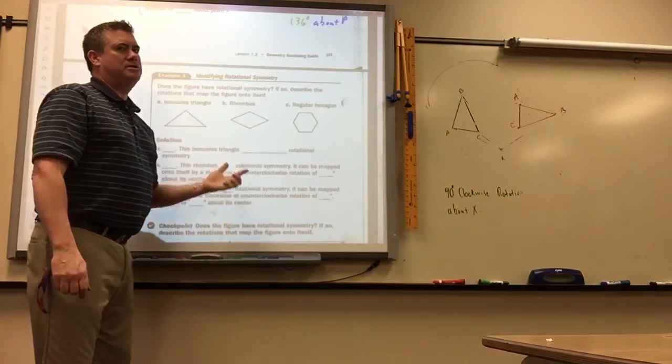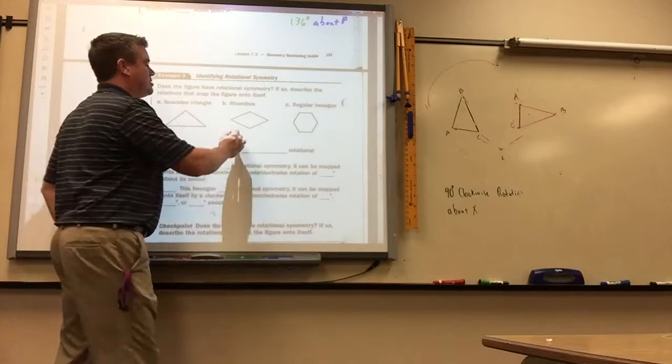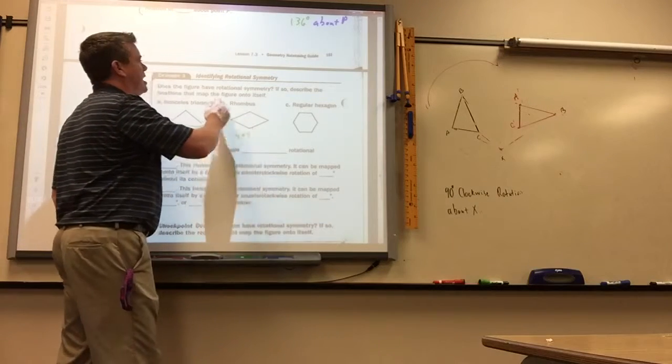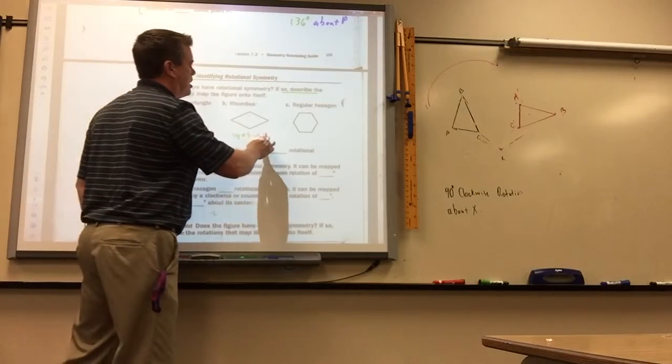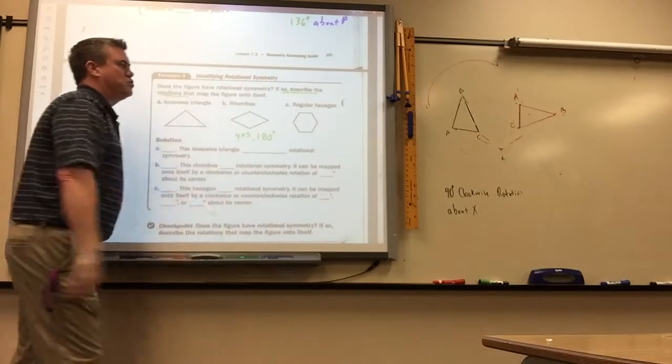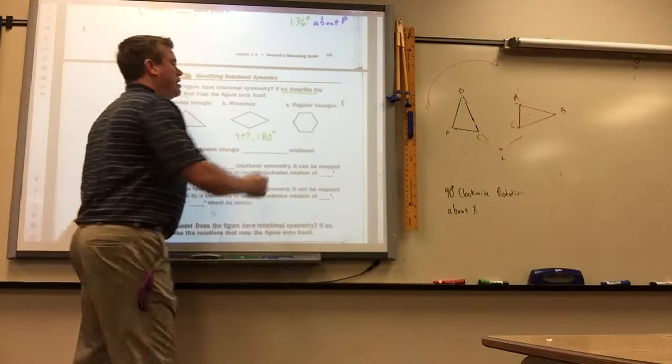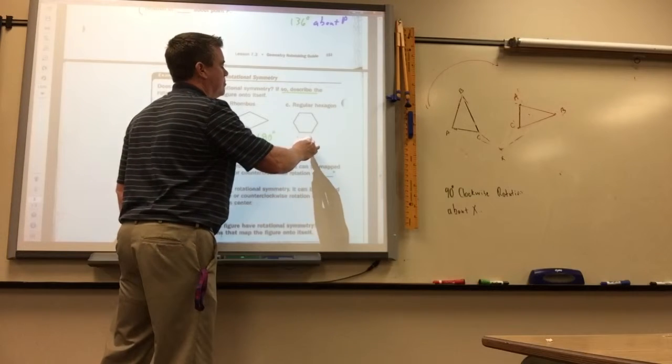How about this rhombus? Yes, 180. When they say describe the rotations, you just put how many degrees? Half a turn, which is 180. A regular hexagon? Yes.